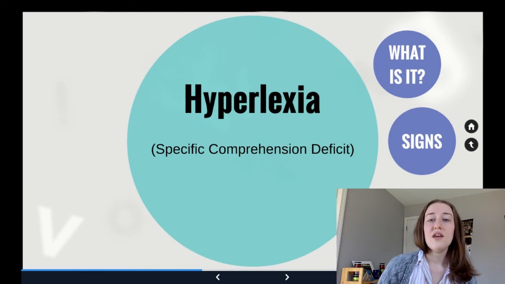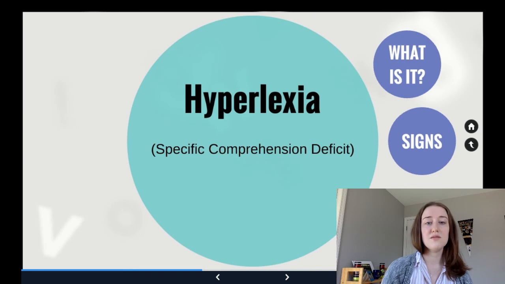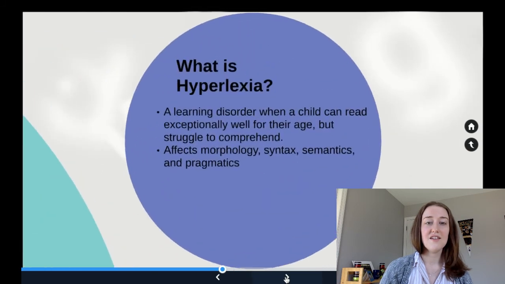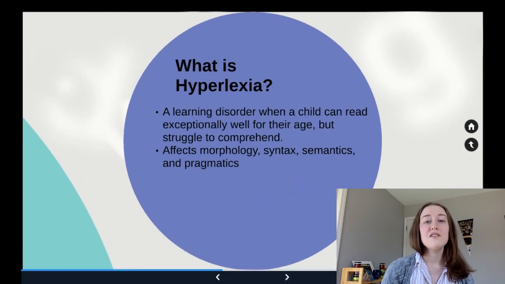So now we're going to be getting into hyperlexia a little bit more. Hyperlexia is also known as specific comprehension deficit. It is a learning disorder where a child can read exceptionally well for their age, but really struggles with comprehending what they're reading. So basically, they'll read a book with no problem. They don't need help sounding out words or anything like that. But if you ask them what the book is about after they finish it, they would have no idea what they just read.